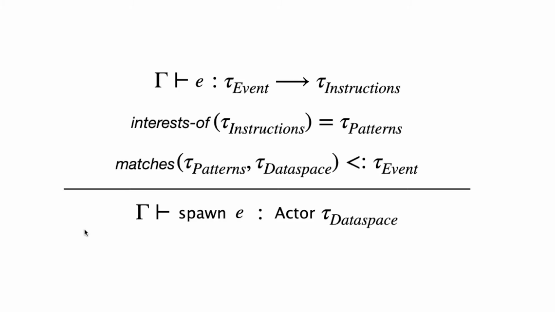Here's a simplified type rule implementing this reasoning. To check an instruction that spawns an actor with a given behavior, we first ensure that behavior has an arrow type. The codomain of this arrow type is the type of instructions the actor may produce. From these instructions, we extract the pattern from every type representing an assertion of interest. Finally, we cross-reference these patterns with a provided type representing the entire dataspace to find all potential matches. These matching types are potential events for the actor, so must be included in the domain type of the arrow.